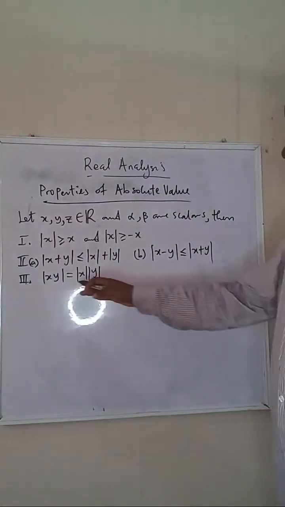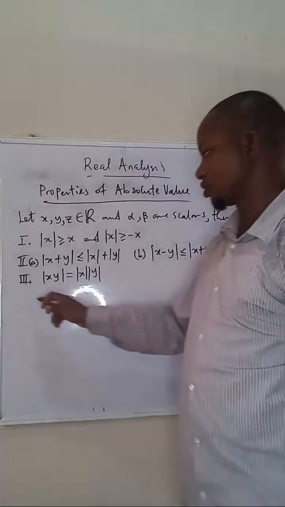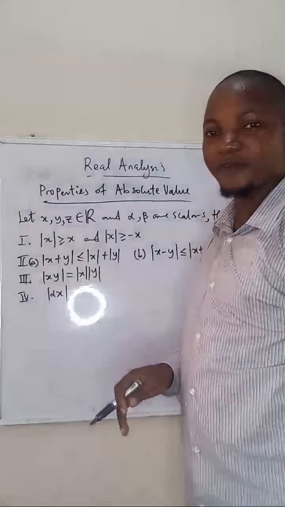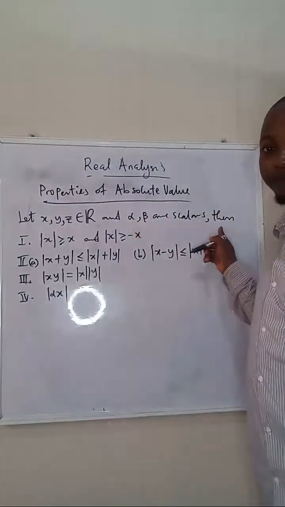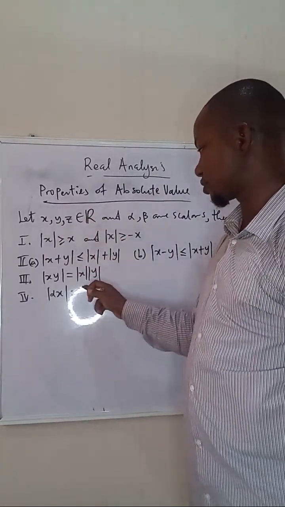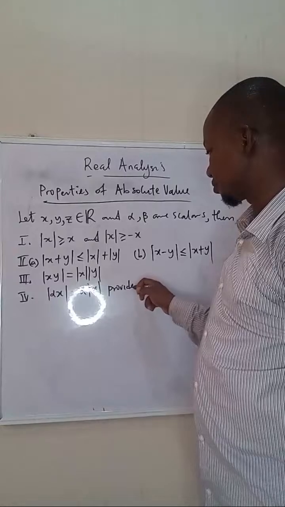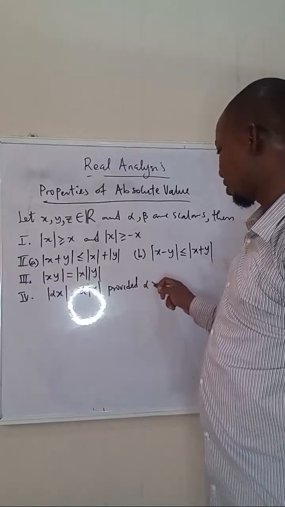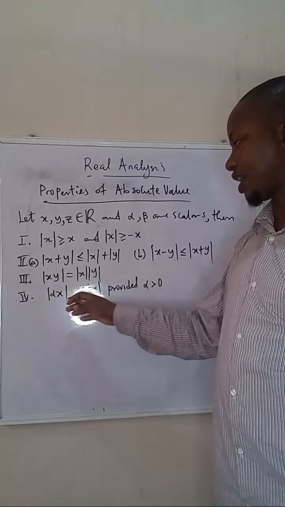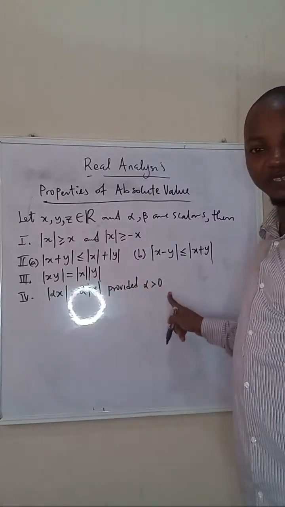Okay, the absolute value of xy is equal to this. So also, if we have the absolute value of alpha x, because we have defined alpha as a scalar here, and x is a real number, this also becomes this, but provided alpha is positive. So the absolute value of alpha x is equal to this, provided alpha is positive.